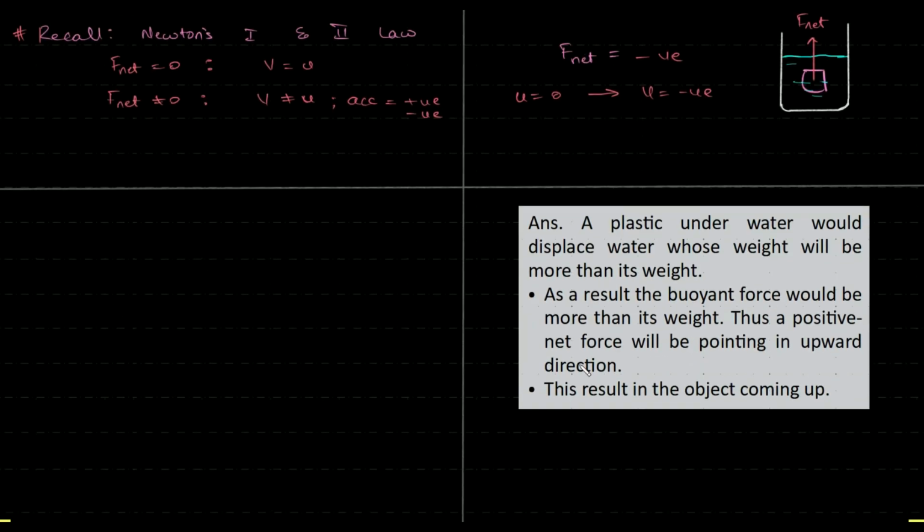So how do you put it as an answer? Plastic underwater would displace water whose weight will be more than its weight. As a result, the buoyant force would be more than its weight. Agree? Thus, a net force will be pointed in the upward direction. This results in the object coming up. As simple as that. Okay guys.